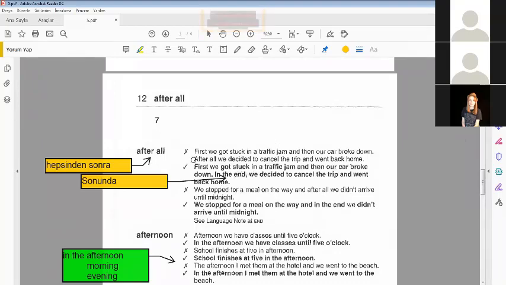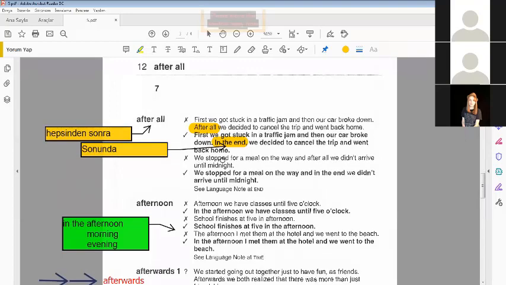Yes, here as you see, after all, and here in the end. What is the difference between after all and in the end? After all in Turkish means hepsinden sonra. In the end, sonunda, the last item. In the end is the last item, okay? So there is a difference between after all and in the end. In the end, in English, we say finally. Finally, we decided to, finally.